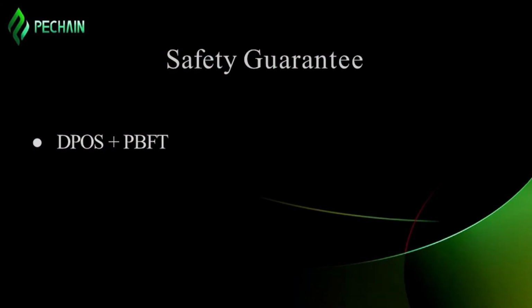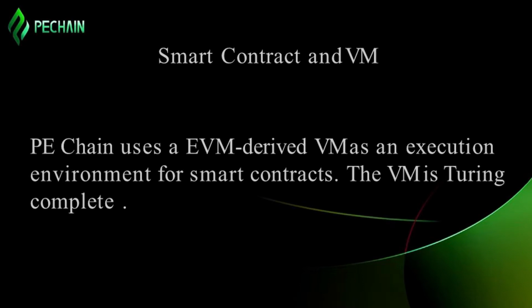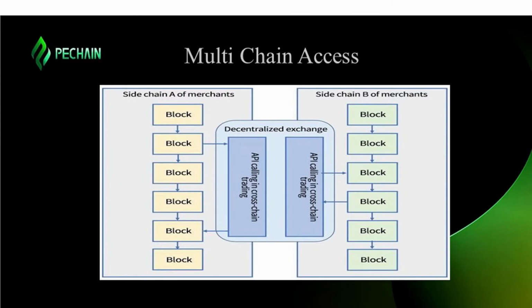We use DPoS and practical Byzantine fault tolerance mechanism to handle safety. Essentially, to ensure a fast rollout, we're using an Ethereum virtual machine derived virtual machine as an execution environment for smart contracts. And it's also Turing complete by definition. Besides all these characteristics, it also allows decentralized exchange.